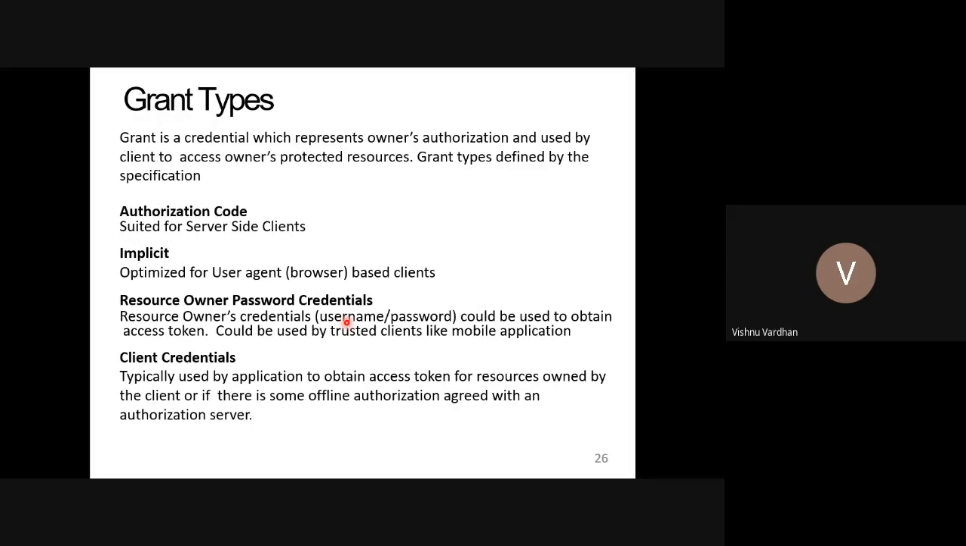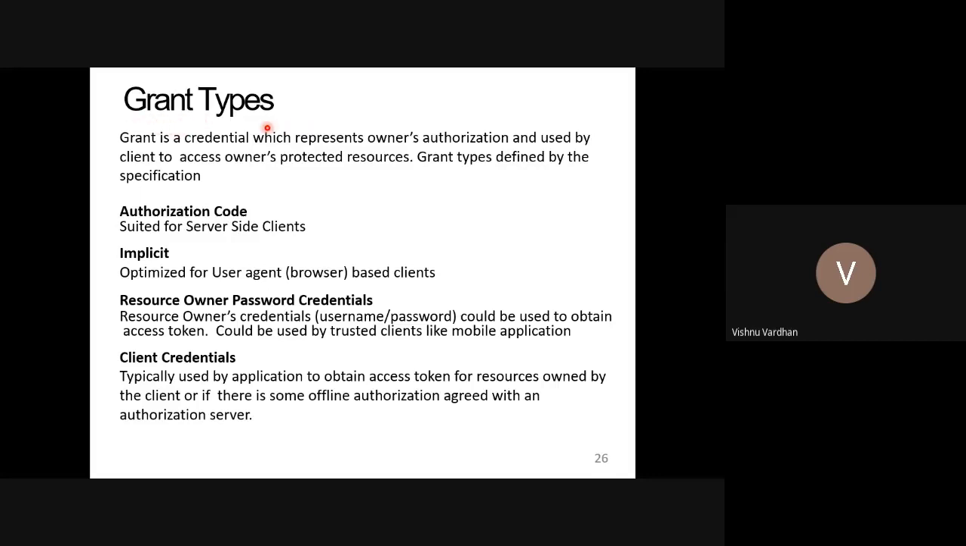So then, grant types. A grant is a credential which represents the owner's authorization and is used by the client to access the owner's protected resources. It is simple to understand. It represents the owner's authorization and it is being used by the client to access. Suppose I am saying, go and get a coffee for me. Then you take the cash from me, go to the counter, and accordingly bring the coffee. In that way we can understand.